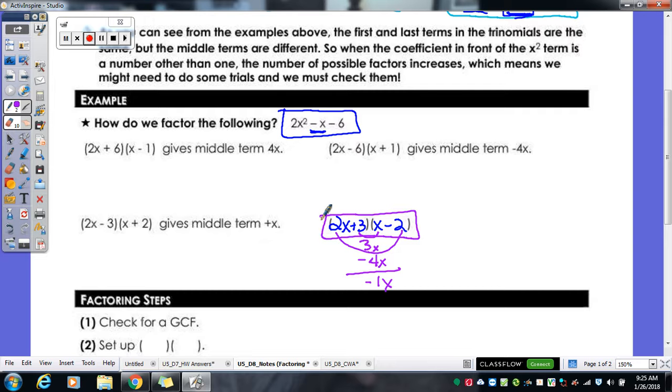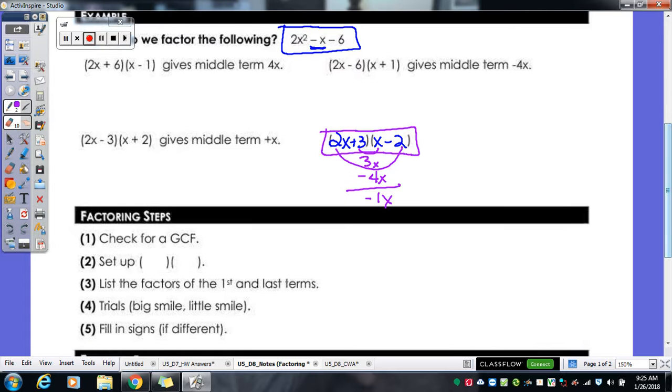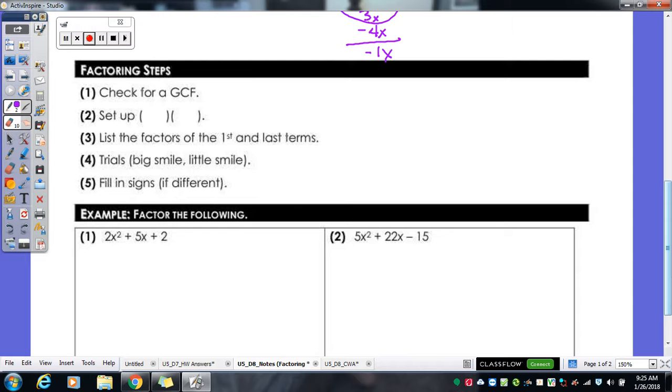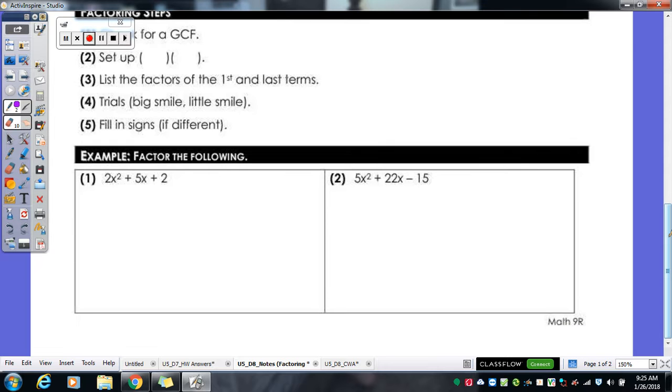So our factoring steps are listed down below. You're always going to look first to see if you have a GCF. If you do, you take care of it. If you don't, then you set it up just like we were doing last time for a trinomial factor. So 2 sets of parentheses. You got to figure out your signs. And then you got to figure out what multiplies to give you your first term, multiplies to give you your last term, but then adds to give you your middle.